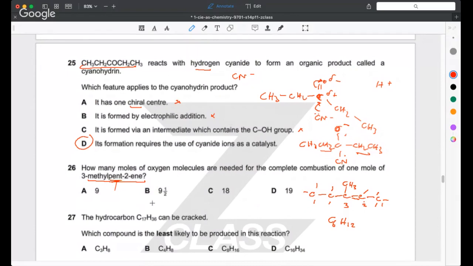And then once you've got the molecular formula, it's pretty easy to say, well, your complete combustion will give you carbon dioxide and will give you water. You've got 6 carbons there, you must have 6 carbons there. You've got 12 hydrogens there, you must have 6 lots of water molecules to give you 12 hydrogens. And so to balance that all up, you will need 9 moles of oxygen. And so your answer to that is 26A.